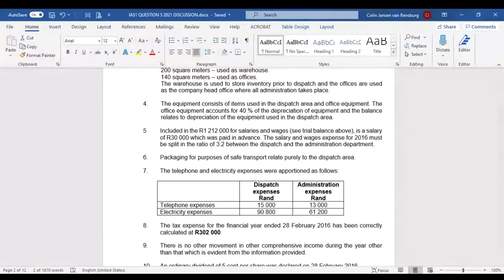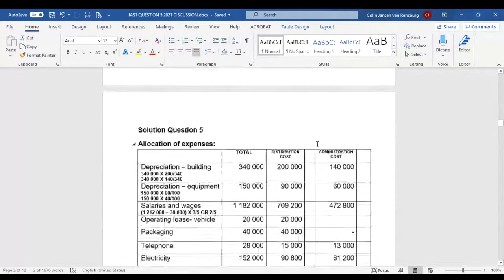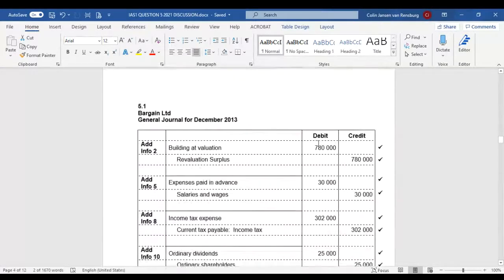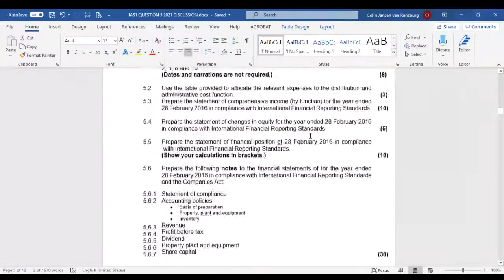When you are practicing as an accountant, that is very important. Okay, so let's go to our first journal entry. Let's see if we are indeed correct. There we go. So we are debiting building at valuation. That is the name of the account with that 780,000 rands, which we are increasing the carrying amount with, and we are crediting revaluation surplus with 780,000 rands. Okay, ladies and gentlemen, our first journal entry done and dusted.